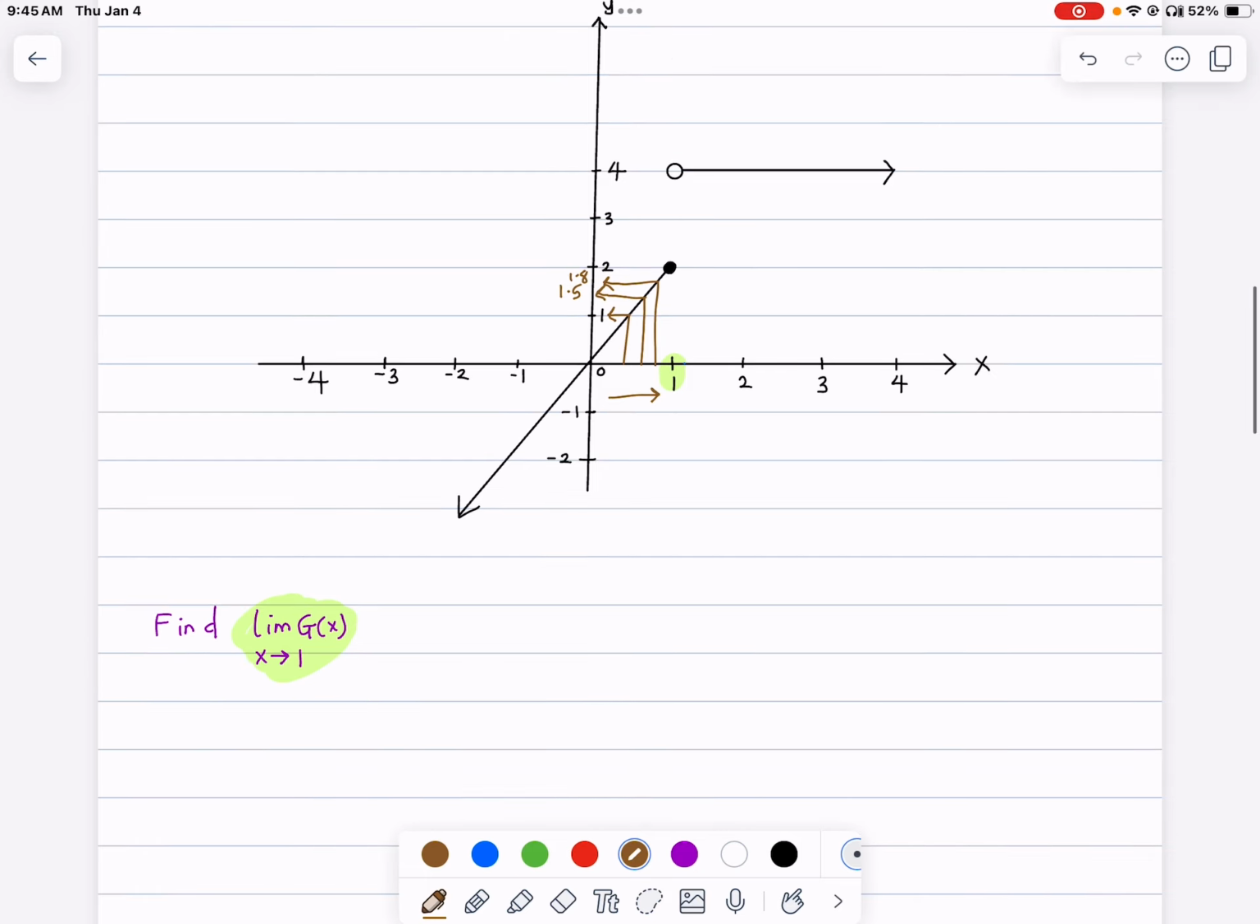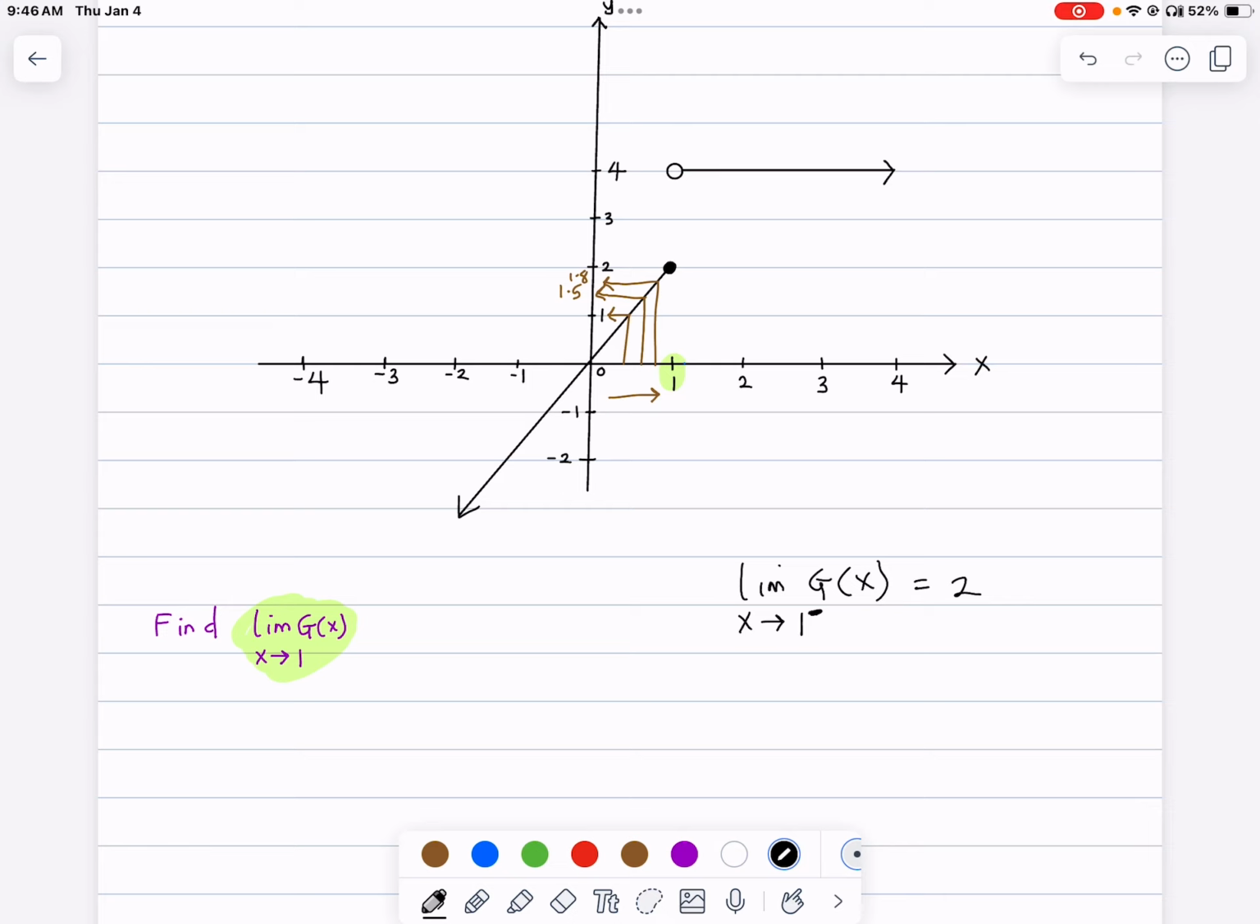So the way you write that is that the limit of g of x as x approaches 1 from the left, you see that superscript minus sign, from the left, is equal to 2. So from the left. Now from the right, what is it getting closer and closer to?